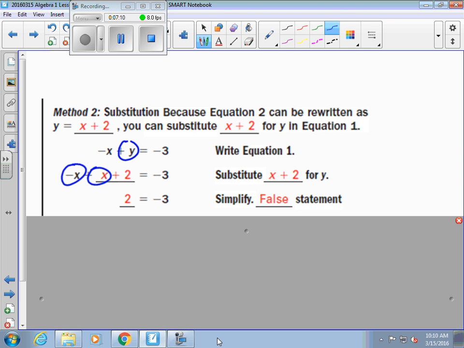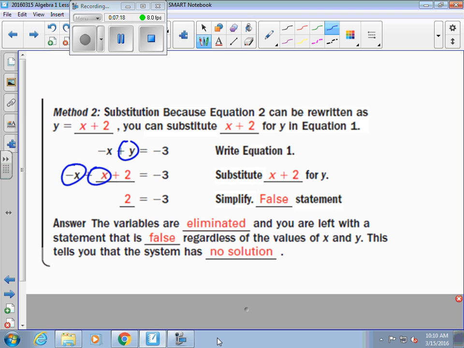If it is a false statement, that's easy, no solution. A false statement, just like this, 2 is equal to -3, is eliminated. There's no solution. So what point do they cross? What point makes the system true? There's no solution. Remember, this is shorthand for no solution, null set. So you've got two methods. One of them is to graph them and see the parallel lines. The other one is to sub it in and see that you get either a true statement or a false statement.